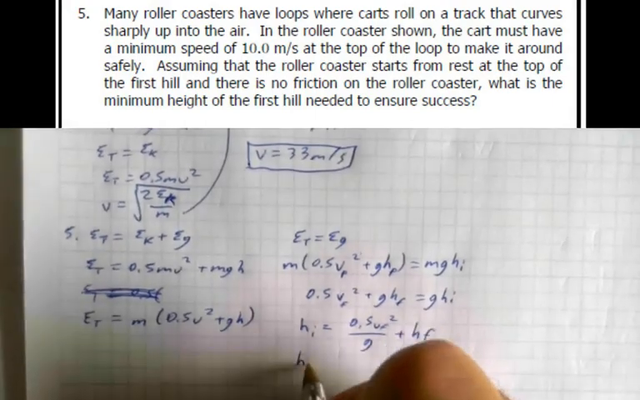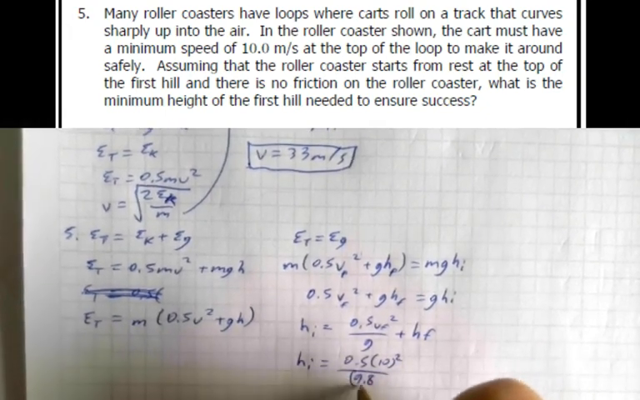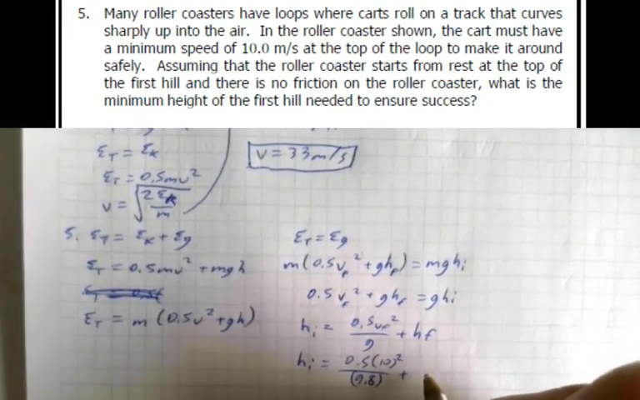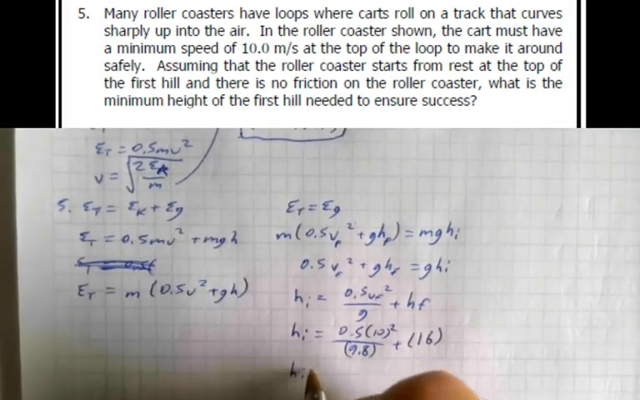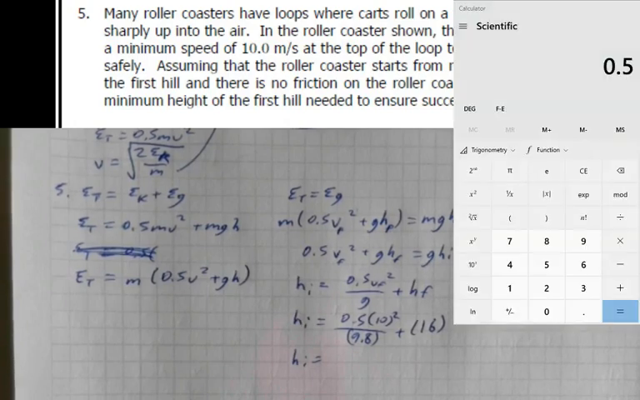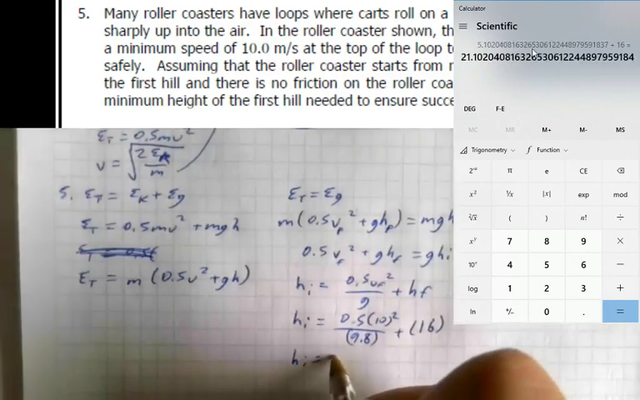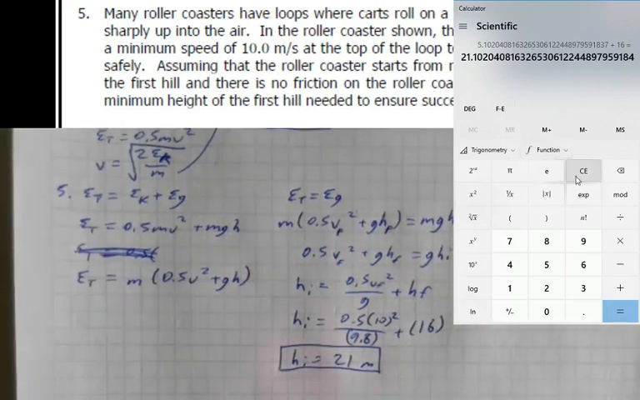So let's work out this. HI equals 0.5 times 10 squared over 9.8 plus HF, which is 16. So let's work that out on the calculator. 0.5, I have to turn the calculator on, times 10 squared divided by 9.8 plus 16. We're left with 21.1, or 21 meters. That is our solution to that problem.